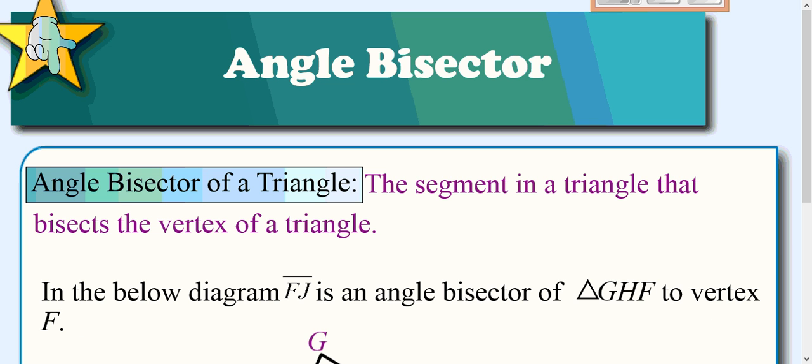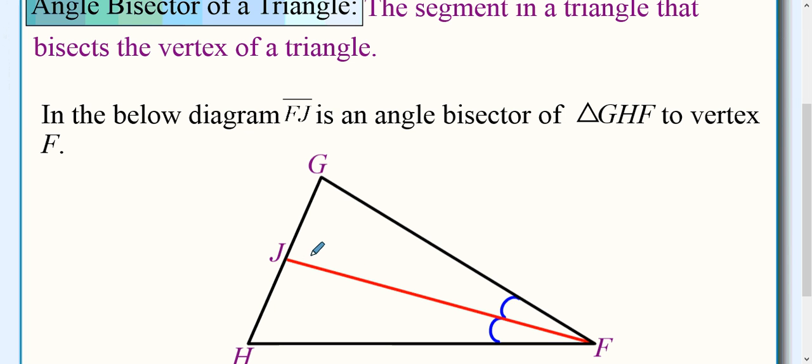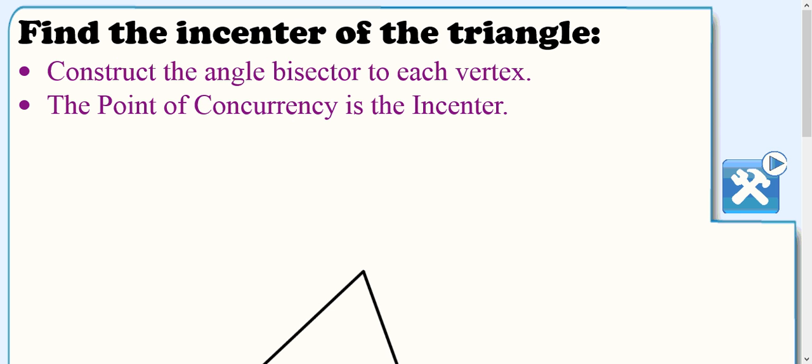An angle bisector cuts the angle in half. Bisect means cut in half, so it cuts the angle in half. So if you're doing that in a triangle, it goes from one of the vertices, and it cuts the angle in half. 2 congruent angles. When you do all of those angle bisectors, you find the incenter. So that's one of the centers that you can find in a triangle. If you do all the angle bisectors, you find the thing called the incenter.